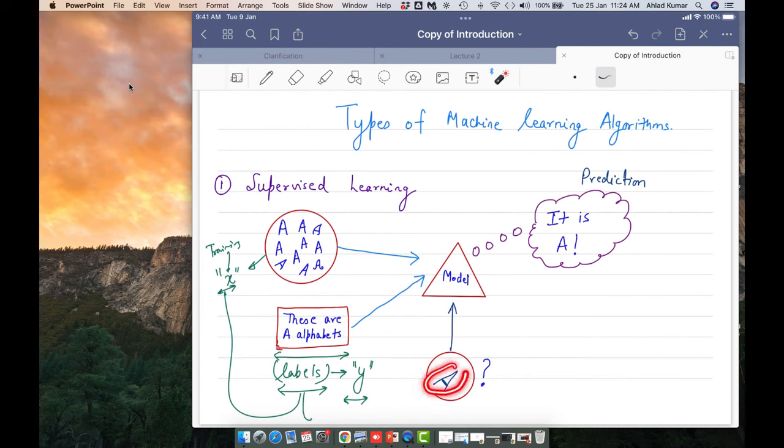So this is a testing image and it's not there in the training data set. So if I feed this image into this model, it should also give me the result that it's an A.